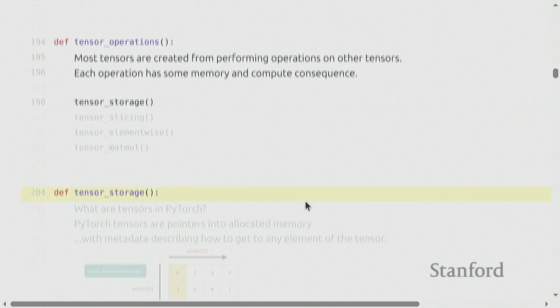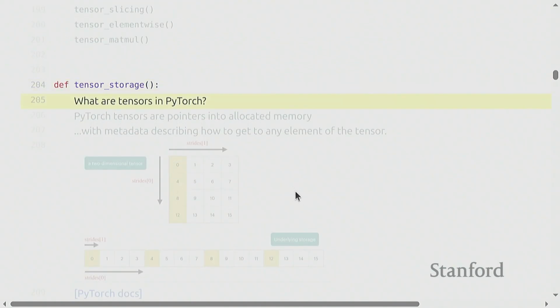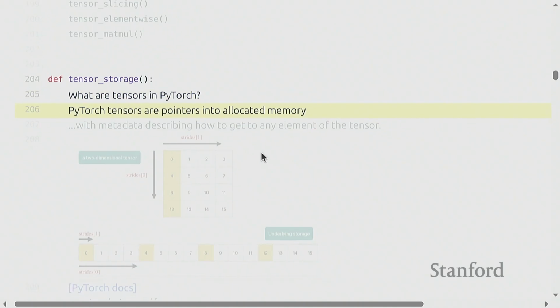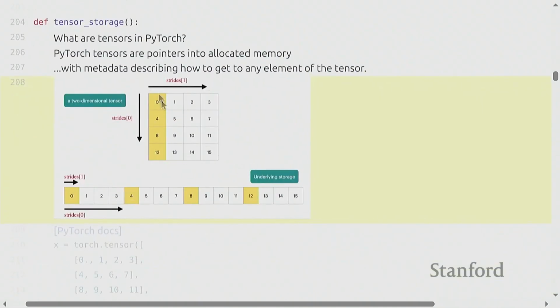So first of all, what is actually a tensor in PyTorch? Tensors are like a mathematical object. In PyTorch, they're actually pointers into some allocated memory. So if you have, let's say, a 4x4 matrix, what it actually looks like is a long array. And what the tensor has is metadata that specifies how to address into that array. And the metadata is going to be one number per dimension of the tensor. In this case, because there are 2 dimensions, it's stride 0 and stride 1.